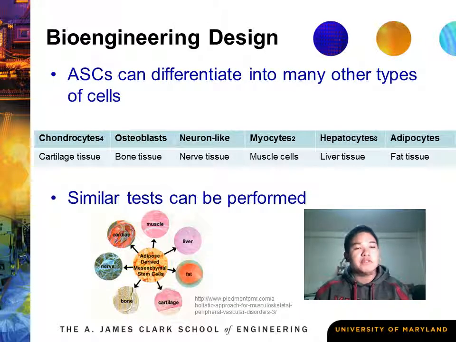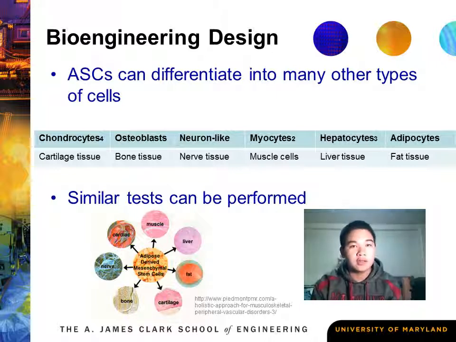The researchers used adipose stem cells in their experiment to replicate bone tissue, but they also referenced that adipose stem cells can be used to replicate many other types of tissue, such as cartilage tissue, nerve tissue, muscle cells, liver tissue, and fat tissue. Similar tests like the ones used in this study can be performed to analyze the differentiation potential of the ASCs into these various types of tissues.